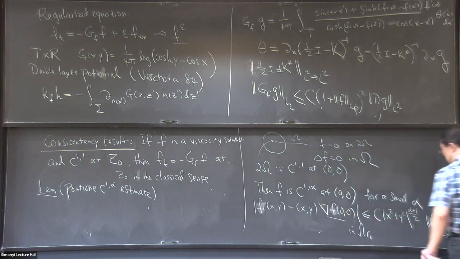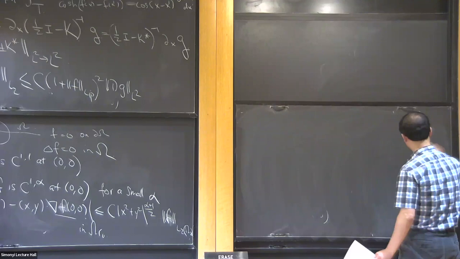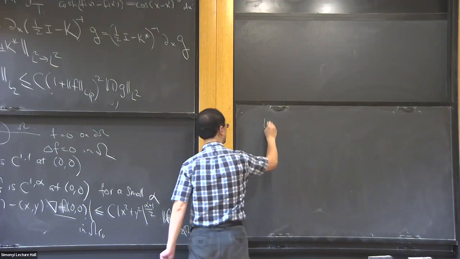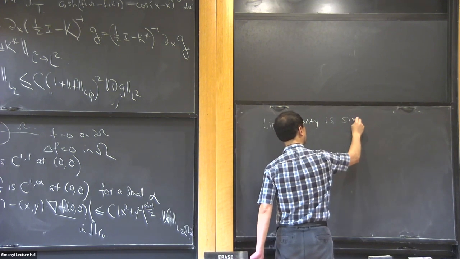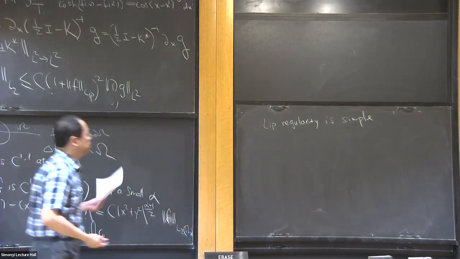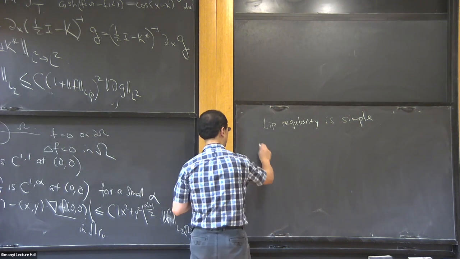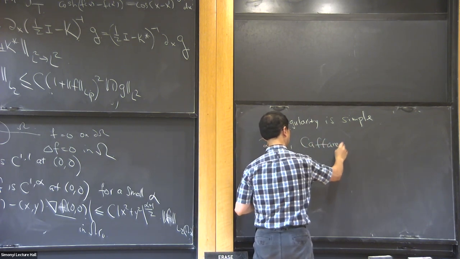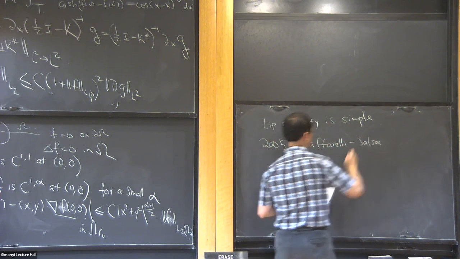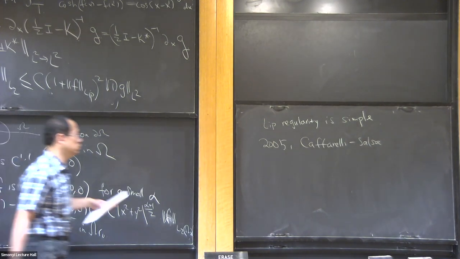It's not difficult to prove that under this assumption the solution is Lipschitz by using barrier functions. So Lipschitz is easy. It's simple by using the comparison principle and also barrier functions. And in 2005, Caffarelli and Salsa proved that this solution is actually C1. So it's continuously differentiable at that point.